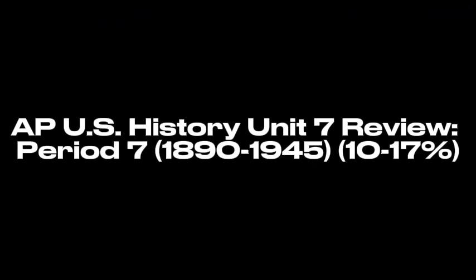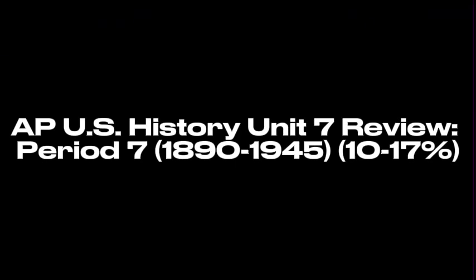FDR embraced the idea that the federal government had a direct responsibility to provide for the welfare of its citizens, to actively intervene in the economy to fight the Depression. This redefined American liberalism for decades. He structured it around the 3 R's, right? Relief, recovery, and reform. That was the framework. So relief was about immediate help. Yes, getting money and jobs to people quickly.